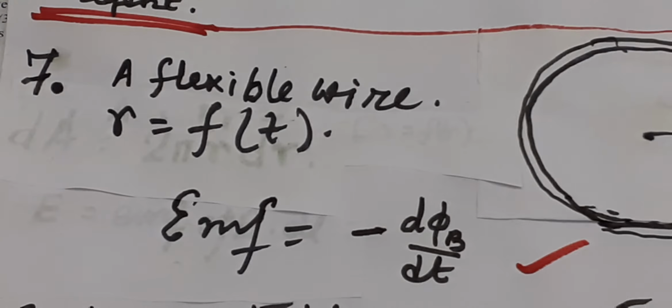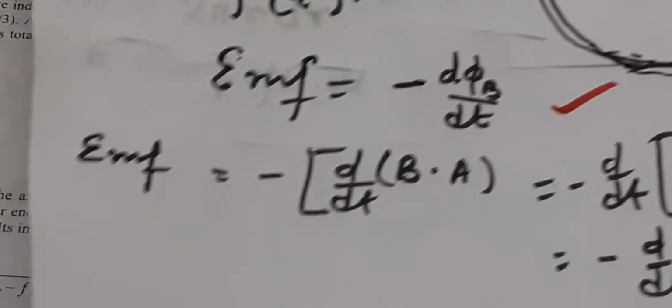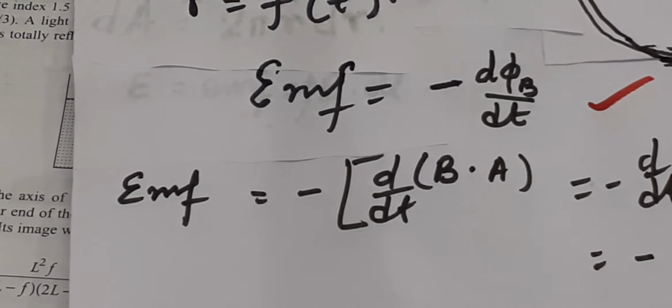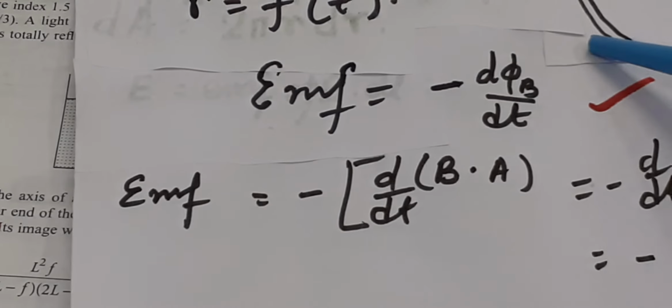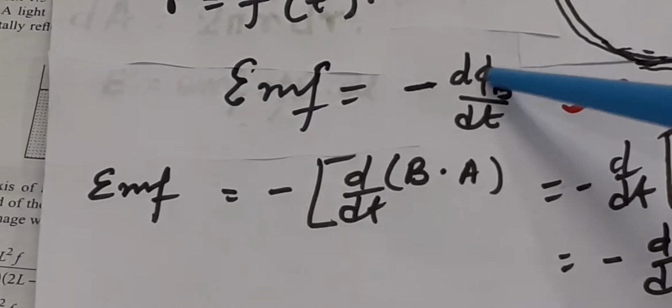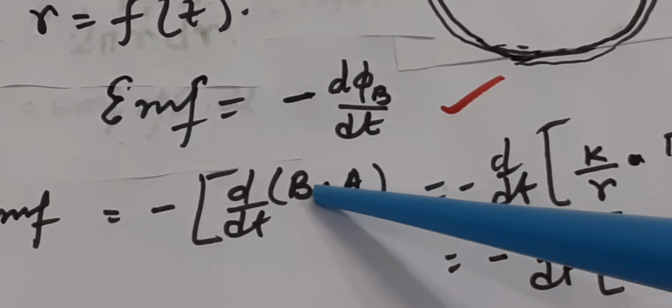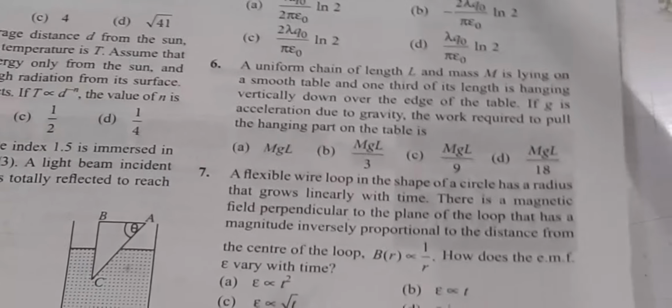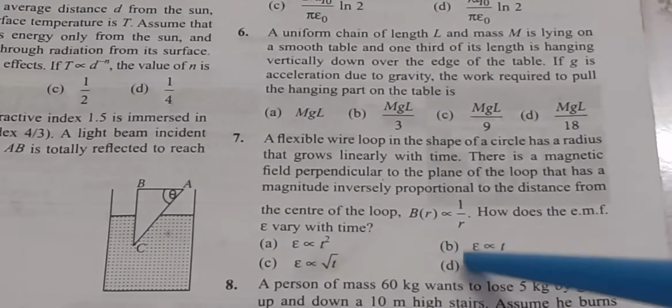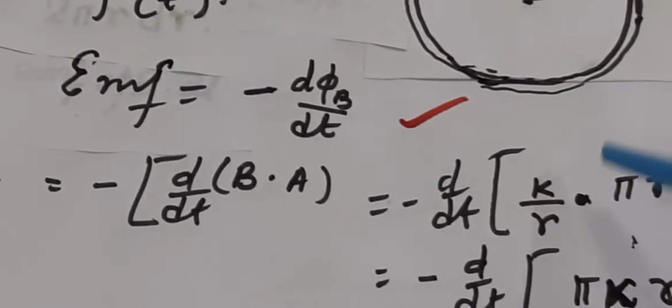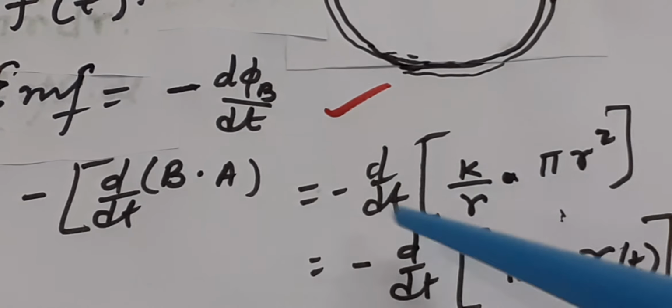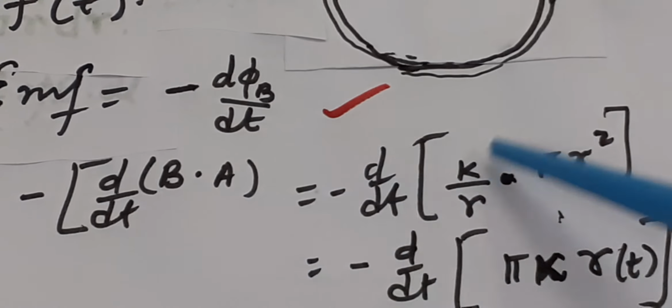Now, as it is understood that R is a function of time, we know that EMF is minus d phi by dt. Here EMF will be minus d by dt of phi, and for phi we know that it is B dot A. B we can substitute in terms of radius. As you can see in the question, B is inversely proportional to r. So we can substitute B as some constant k divided by r, into the area, that is pi r square.